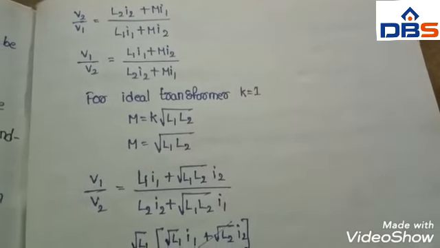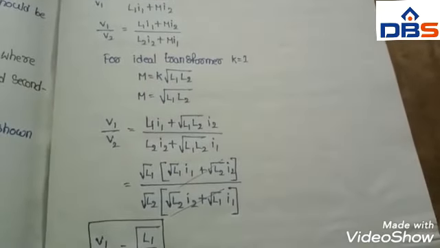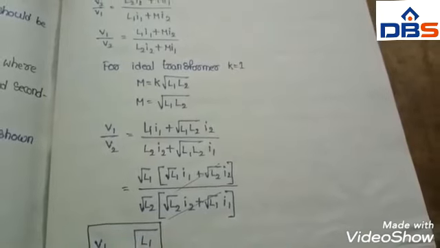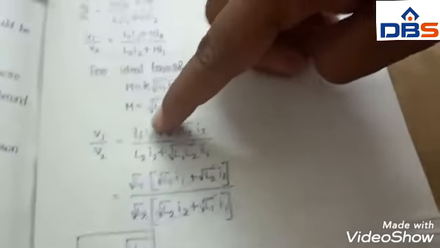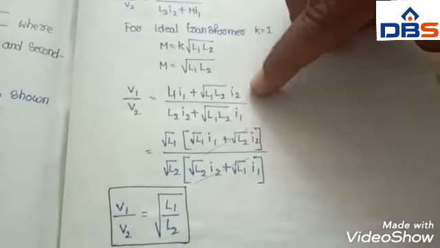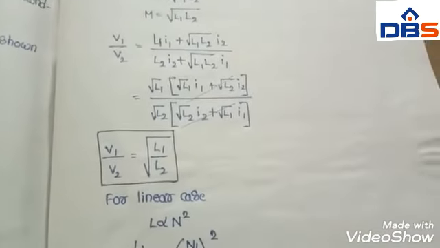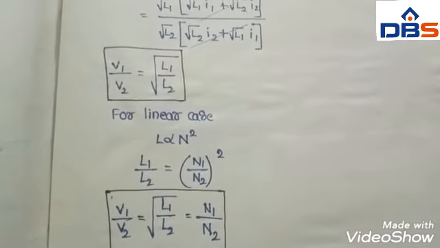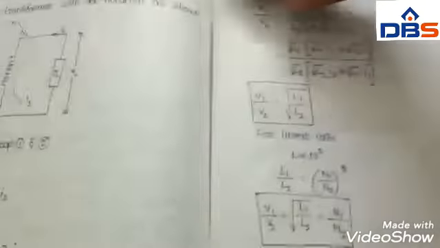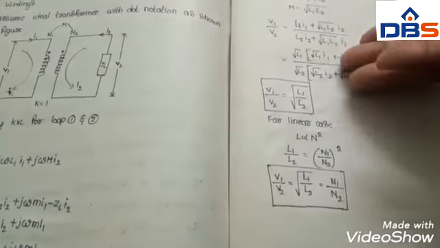We know the relation between mutual inductance and self inductance is m equal to k root L1 L2, but k equal to 1, so m is equal to root L1 L2. Substitute the m value in this equation: V1 by V2 is equal to (L1 I1 plus root L1 L2 I2) by (L2 I2 plus root L1 L2 I1). Taking root L1 as a common factor, we get V1 by V2 is equal to root L1 by L2. This is what they ask for the ideal transformer: prove that V1 by V2 is equal to root L1 by L2. We have to prove it clearly.